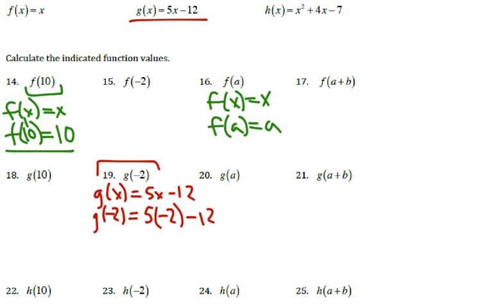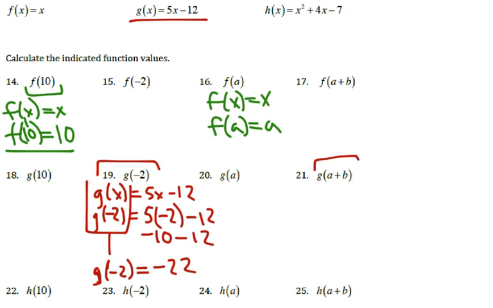But we're plugging negative 2 in for x. So everywhere there's an x, put a negative 2. Now, on this side, you don't have to do anything to it. That's just telling you, this is my output when my input is negative 2. So then we solve the right side. 5 times negative 2 is negative 10. Negative 10 minus 12 is negative 22.